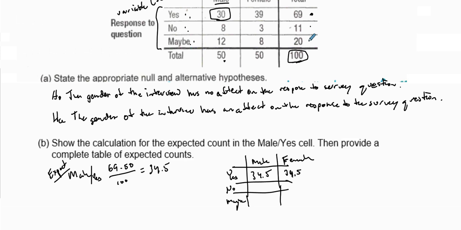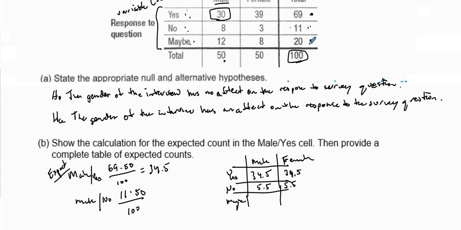Now over here in the no column, we would say for the no, male no, if we want to find that out, we would take 11, because that's our row total value, times our 50 divided by 100. You can put that in your calculator real quick, and what you get is going to be 5.5. You notice that the expected count for males and no, and for females and no, will be the same, because once again, we're assuming there is no difference. That gender has no difference in the response that we have.